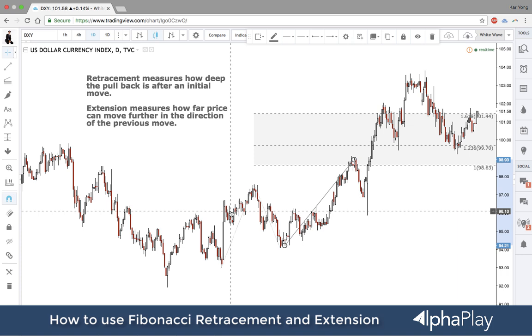So I hope this video shows you a very quick concept of what is retracement, what is extension, and how you can use the Fibonacci tool to help you measure both retracement and extension.